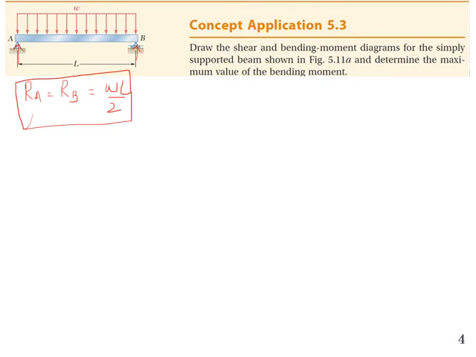Now, in order to find the relationship between shear force and bending moment, let us take a section between A and B, and draw a free body diagram for that section. So this is my reaction at A, WL by 2, and we have a distributed load of W. So it's a uniformly distributed load.